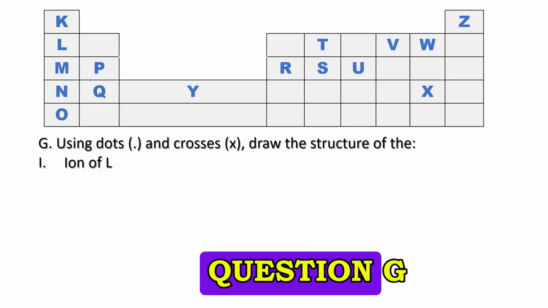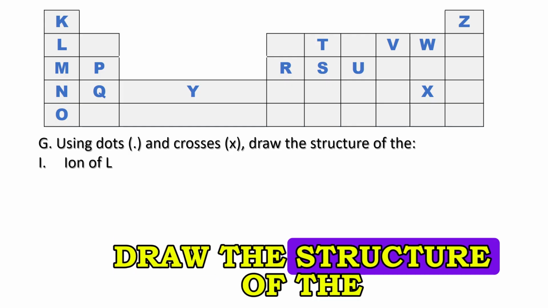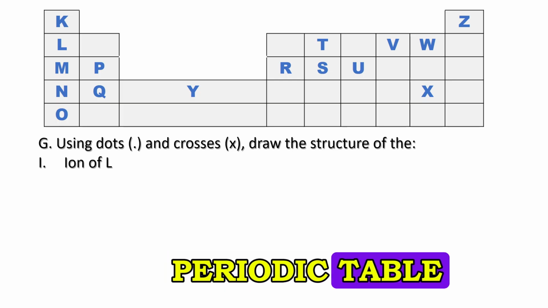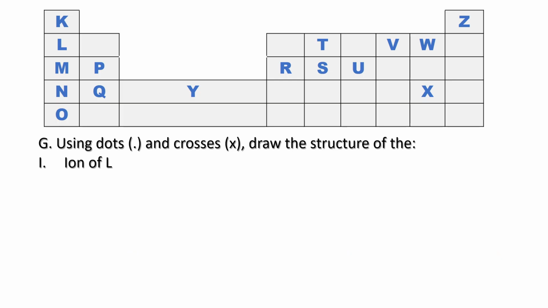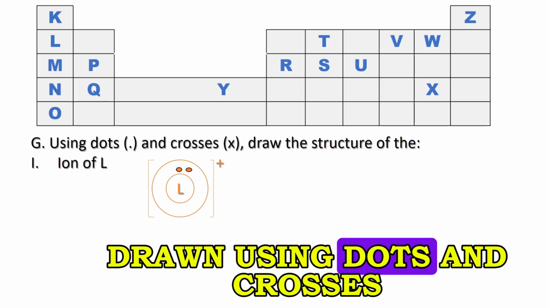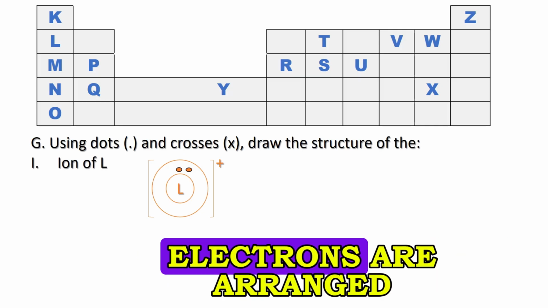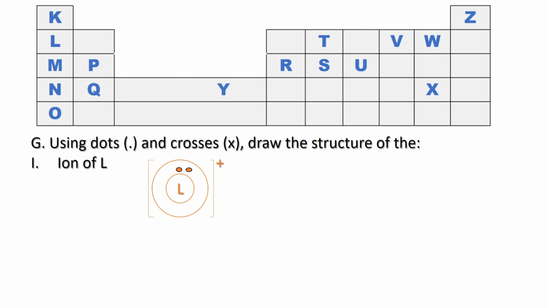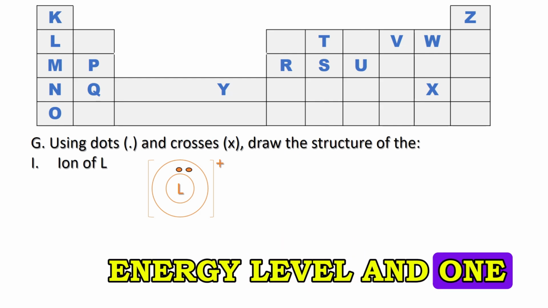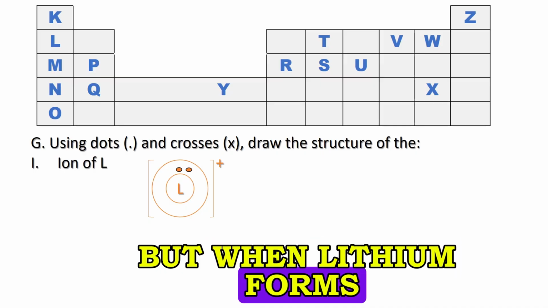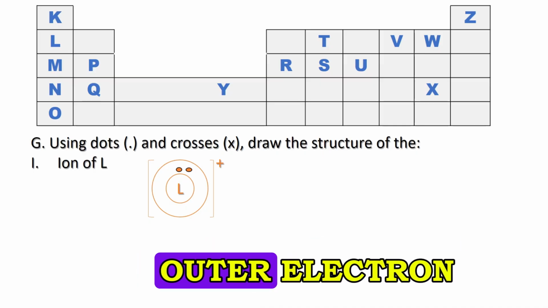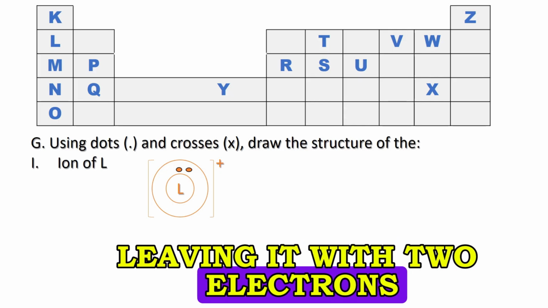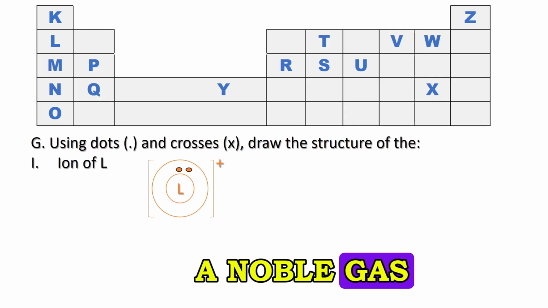Now let's look at question G, which asks us to draw the structure of the ion of element L. And in the above periodic table, L represents lithium. Here's the structure I've drawn using dots and crosses to show how the electrons are arranged. In its neutral state, lithium has 3 electrons, 2 in the first energy level and 1 in the second. But when lithium forms an ion, it loses that 1 outer electron to achieve a stable electron arrangement, leaving it with 2 electrons, just like helium, a noble gas.